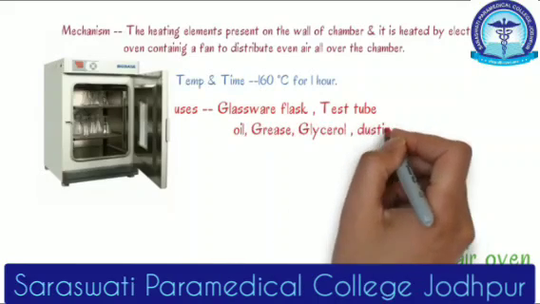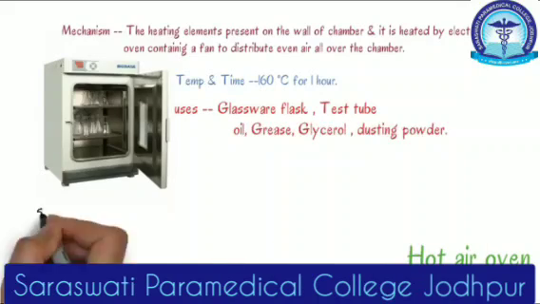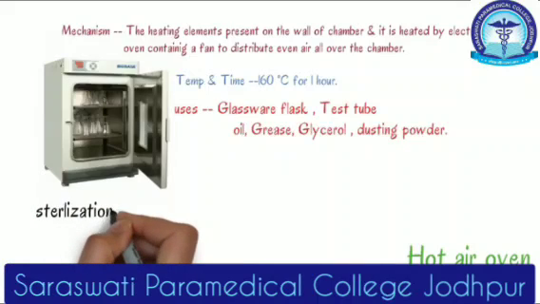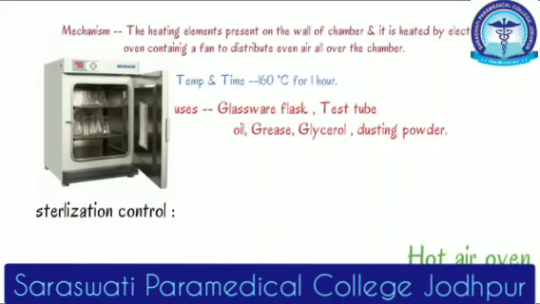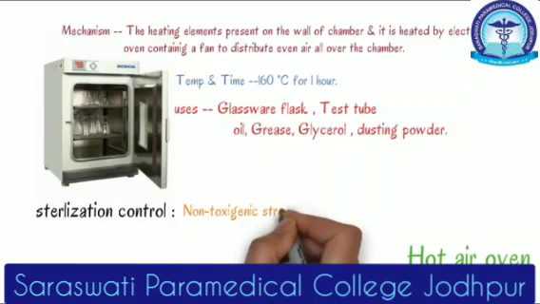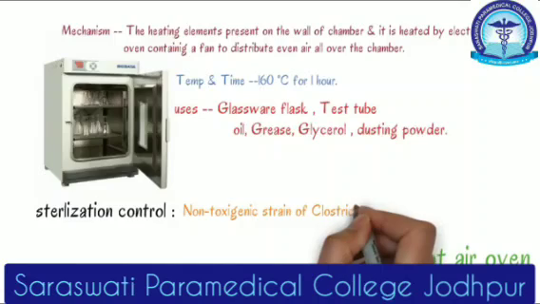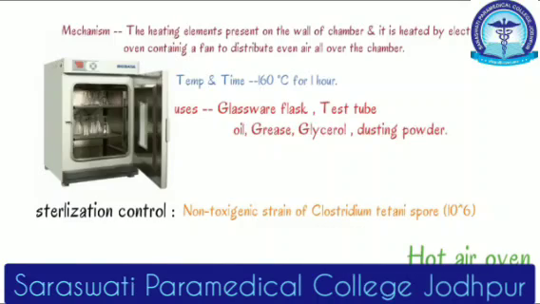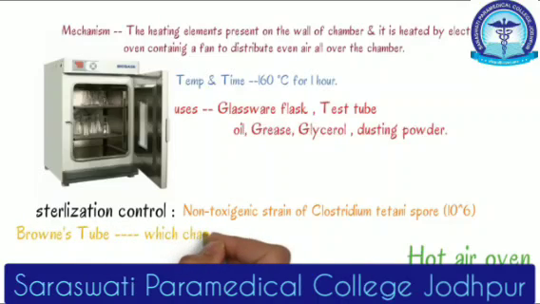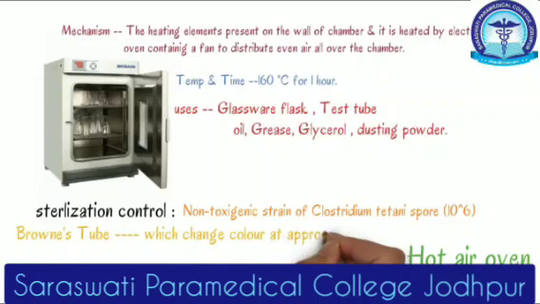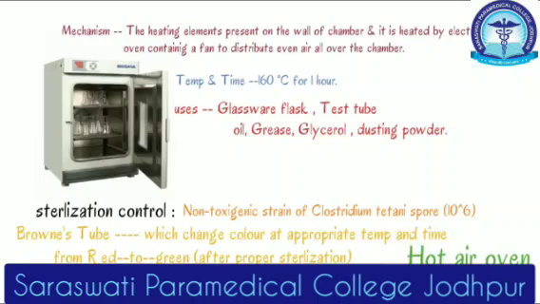Whether our oven is working well or not, we have some sterilization controls. For the oven, we have a non-toxigenic strain of Clostridium tetani spores, 10 to the power 6. Another, we have a chemical method for sterility testing, which is a brownish tube which changes color at the appropriate temperature and time. If sterilization is proper, it becomes green from red.